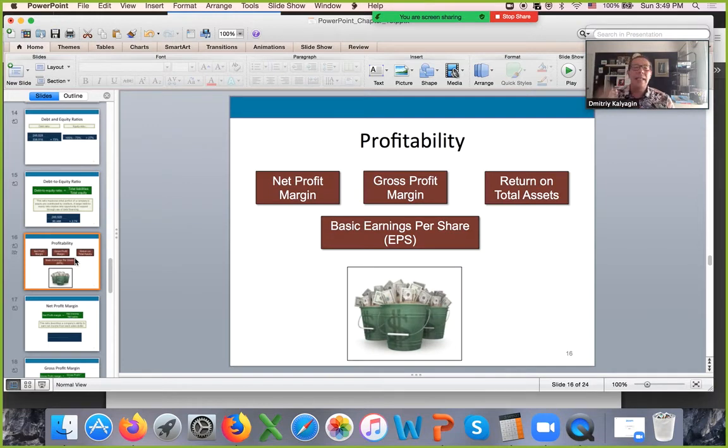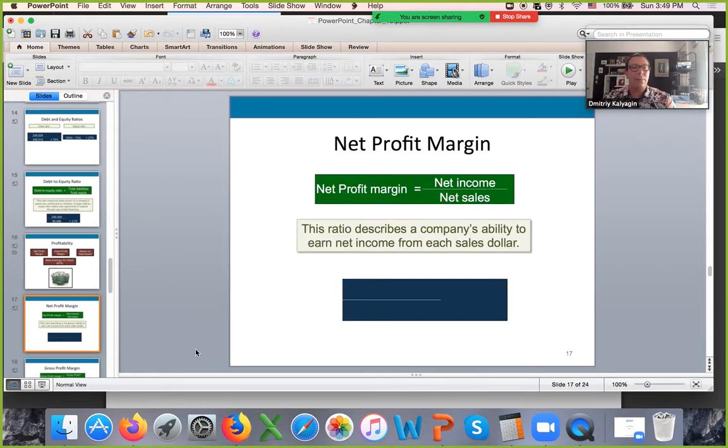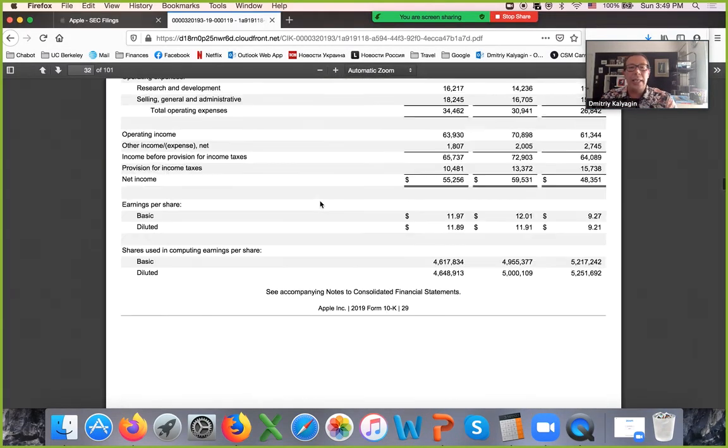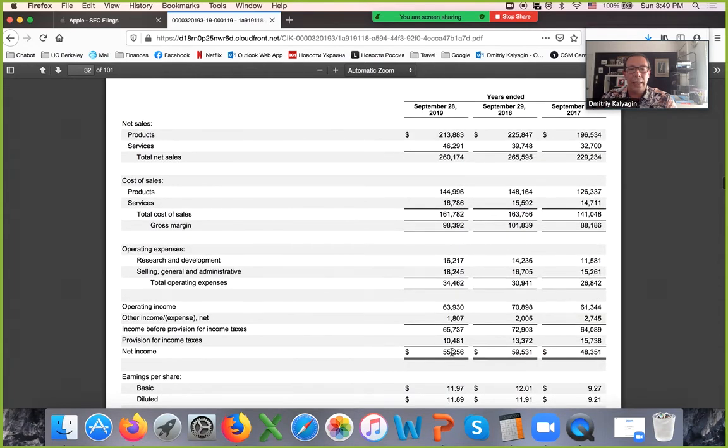And then we have the next third group, profitability ratios. So for profitability ratios, the first one is net profit margin. We're going to use the income statement. It shows the company's ability to earn net income from each sales dollar. So we're going to go to the statement of operations, and we're going to take the net income on the bottom right here, 55,256, double underlined, and divide it into net sales. So the bottom line into the top line.